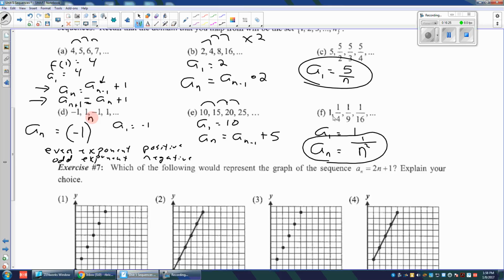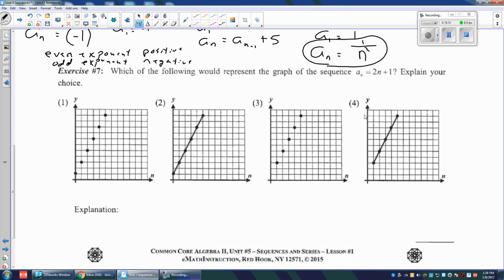Which of the following could represent a graph of the sequence a sub n equals 2n plus 1? Explain your choice. The huge clue is that we can only use x equaling 1, sorry, that's a 0. We can only use x equaling 1, 2, 3, 4, 5, 6. Remember, counting numbers, positive whole numbers. 0 is not positive. That one's out because that's a 0. That one's out because we have all these fractions. This one's out because it has all those fractions.